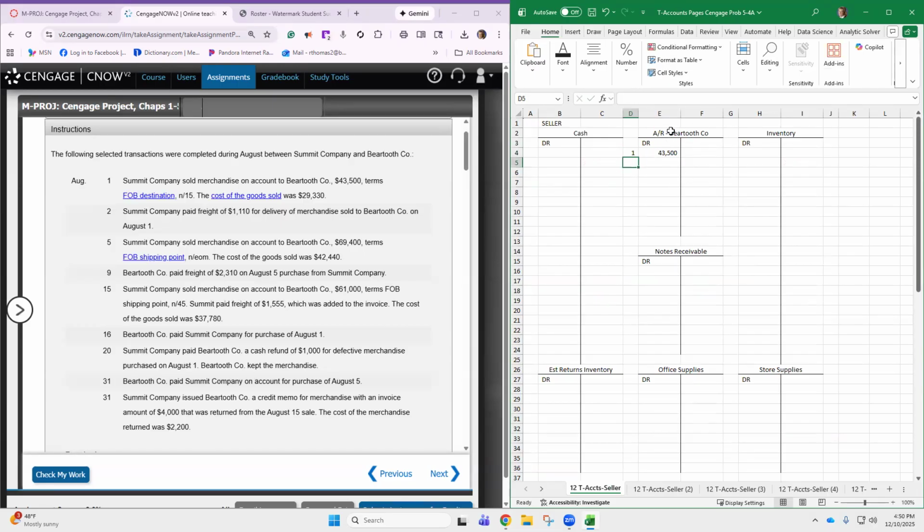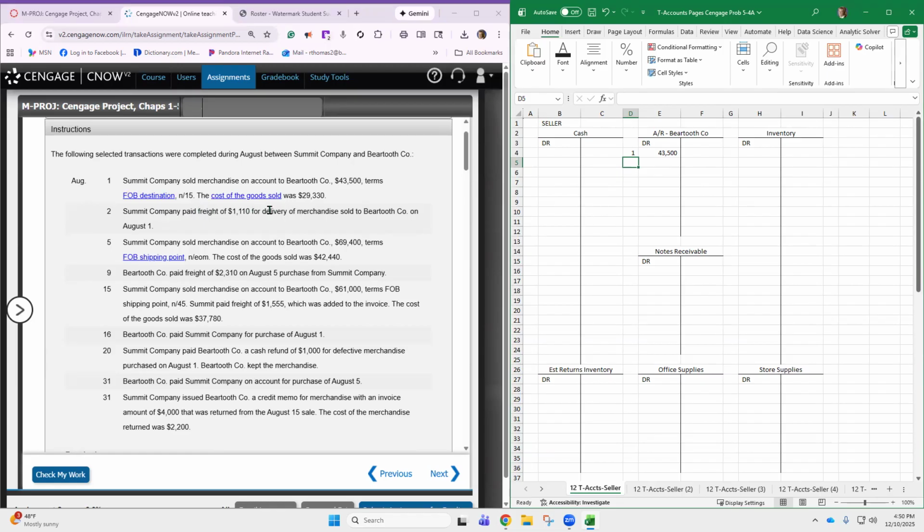Notice the AR has Beartooth only, right? It's not the general accounts receivable. That name there with the accounts receivable is much more like what the real world is like. Okay. We don't run everybody's AR accounts together. No, because then we would never know who owes and who doesn't. So, all right. We've got the first part figured out.